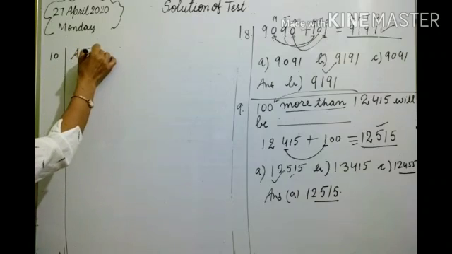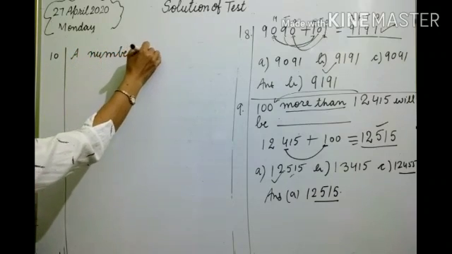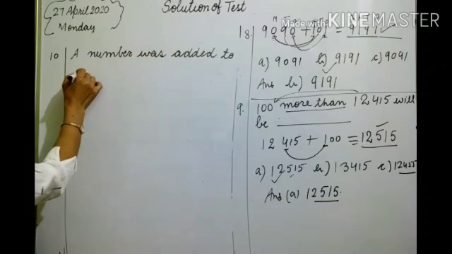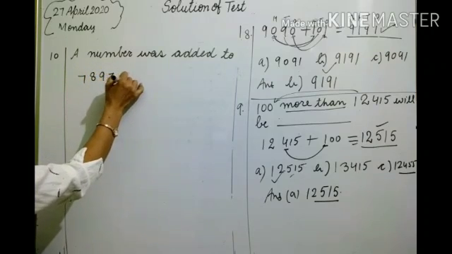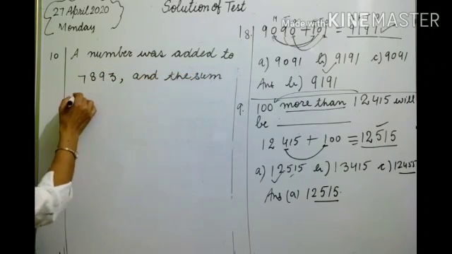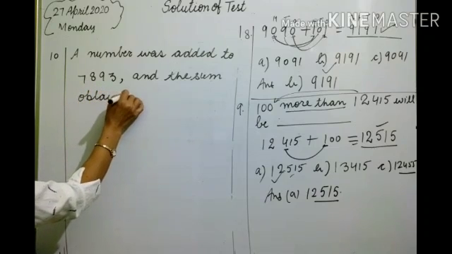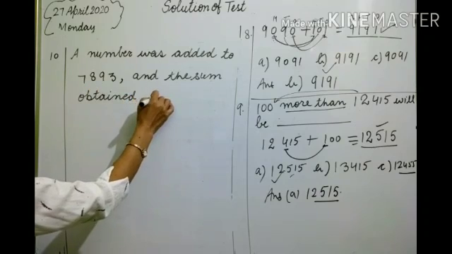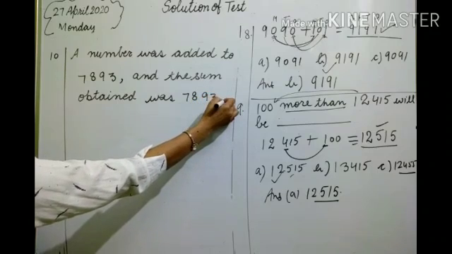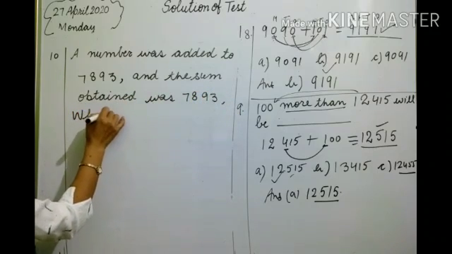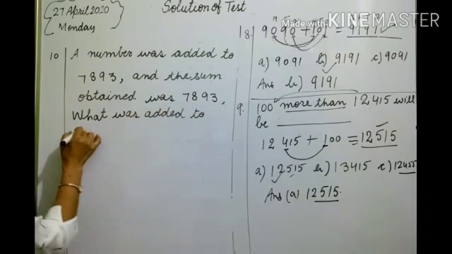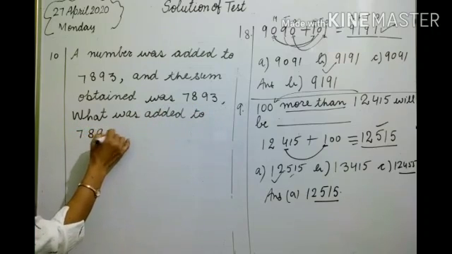Now question number 10. A number was added to 7,893 and the sum obtained was 7,893. What was added to 7,893?